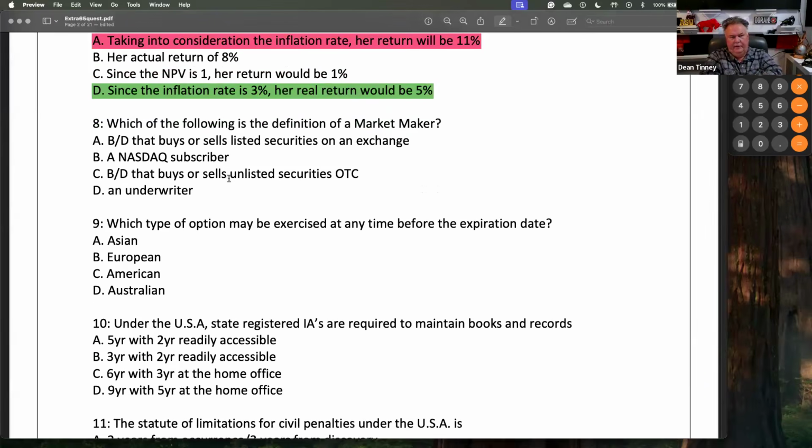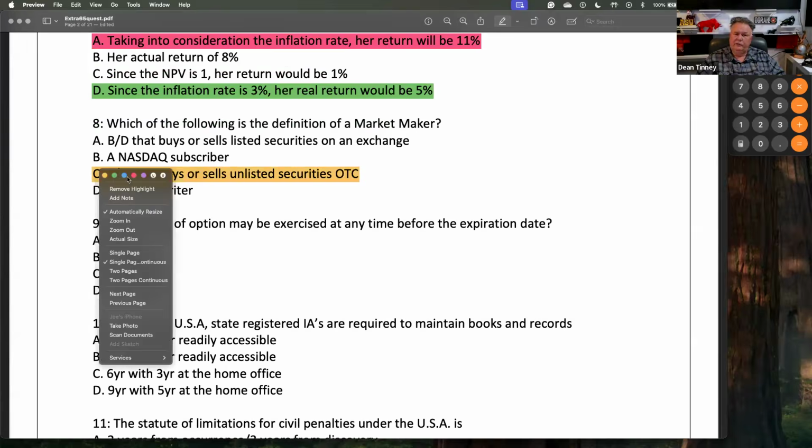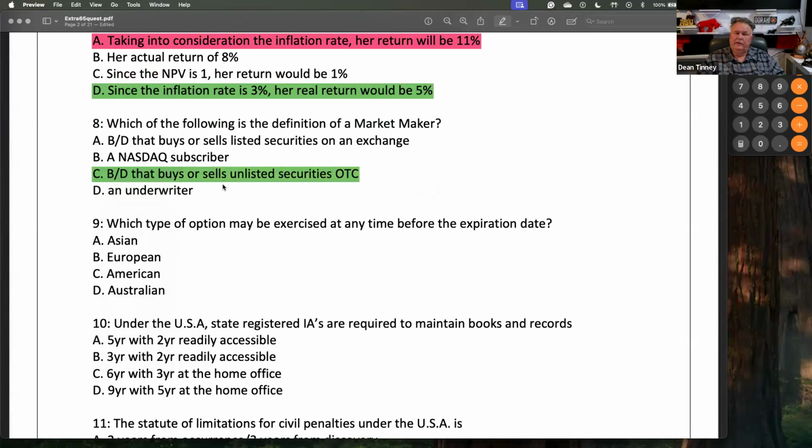Which of the following is the definition of a market maker? So the market maker is the OTC, and the specialist is the exchange. Right on. Very testable. The New York Stock Exchange can best be characterized as an auction order driven market, and the specialist maintains that fair and orderly market. Over the counter markets can best be characterized as negotiated quote driven markets, and they have market makers. So very much a test question. That's C.